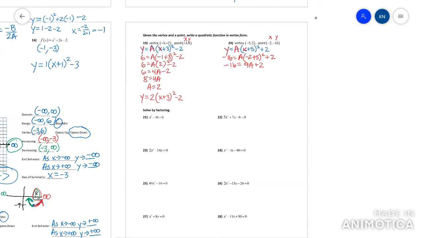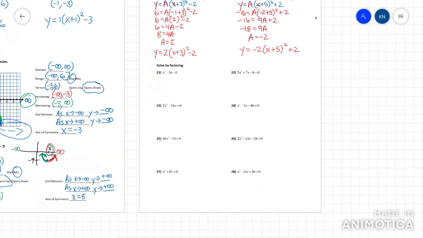Okay, minus 2 is negative 18. Then divide. I got an a value equal to negative 2. So my equation would be y equals negative 2 parentheses x plus 5 squared plus 2, like that. Now this last one is solved by factoring.